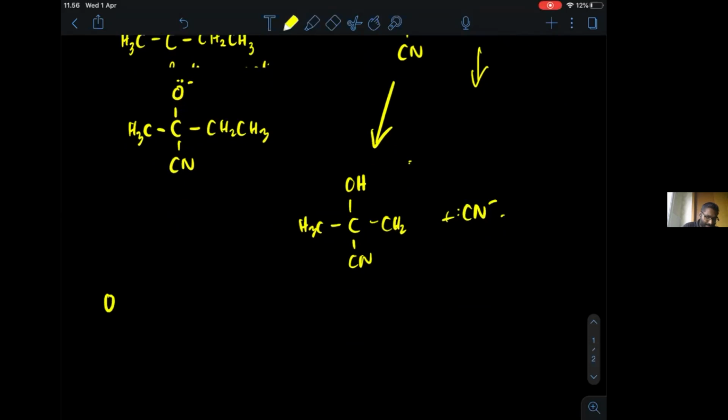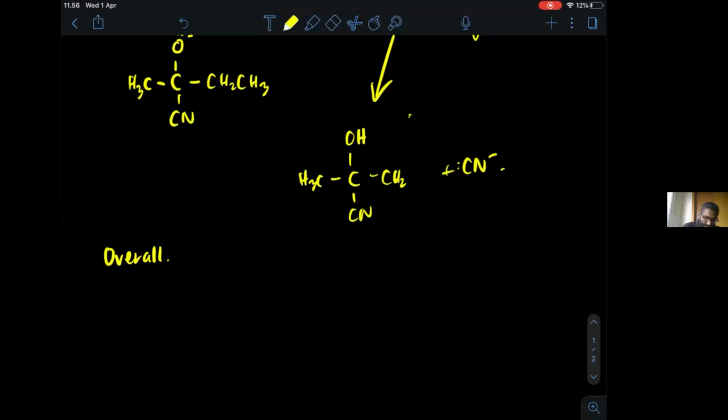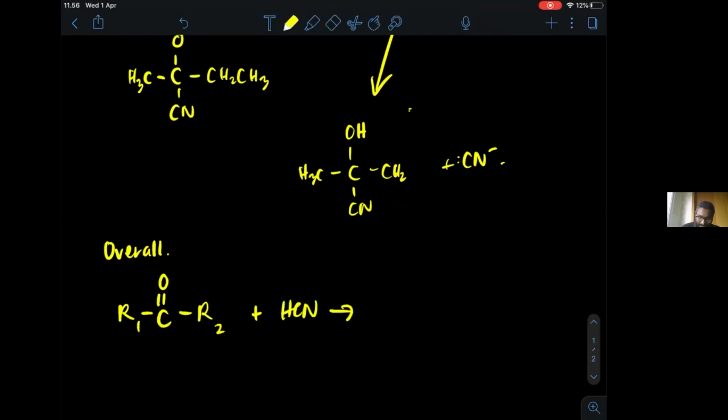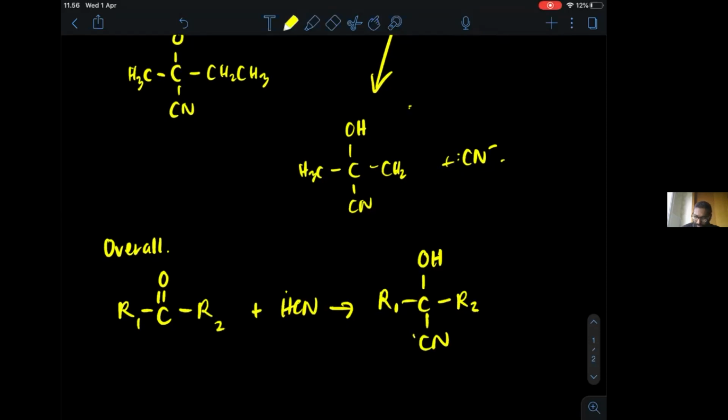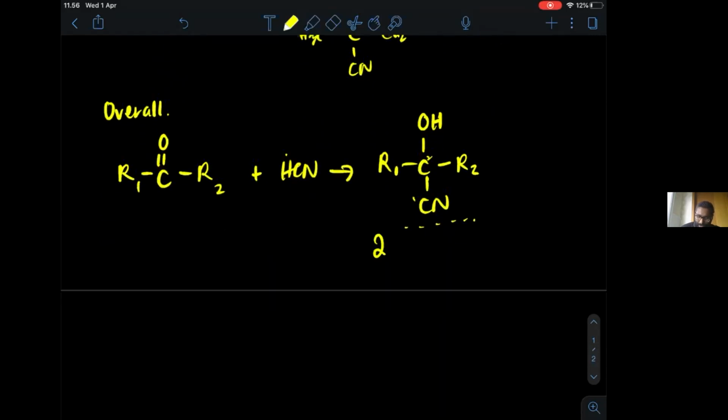So if you look at the overall reaction, you are going to get any kind of aldehyde or ketone. Let's say I put ketone. When I react with HCN, I am going to get R1 COH; this H will go beside the O, and then you have R2, and then the CN will come. And take note, this is carbon number 1, this is carbon number 2. So this molecule is known as 2-hydroxynitrile. So you can name accordingly. Do you have any question up to here?